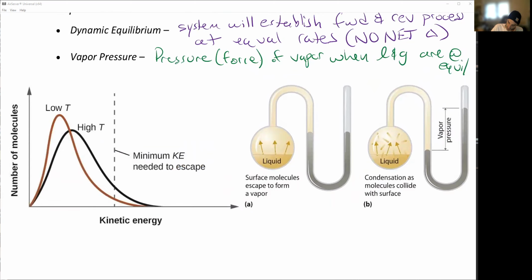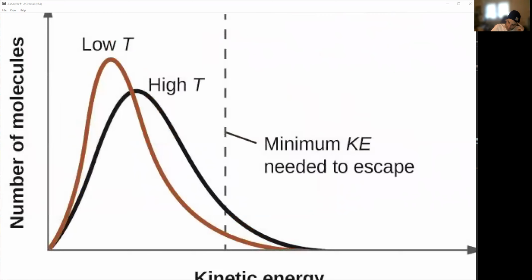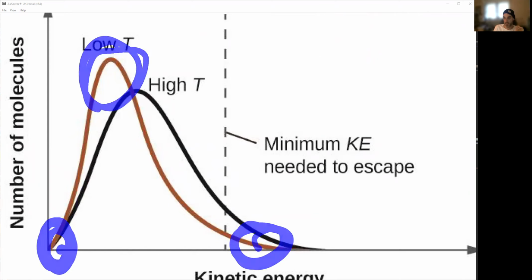And how this is explained is through looking at kinetic energy. Whether it's low temperature or high temperature, it doesn't really matter. If you look at the kinetic energy of a bunch of molecules, there's a bunch that are moving very slow, with a very low kinetic energy. Then there's a bunch that are very fast. And then you have a ton that are right here in the center.